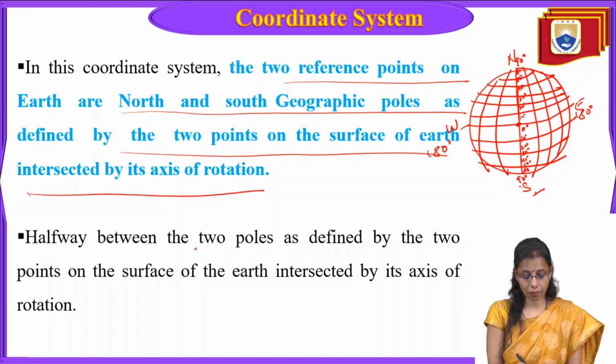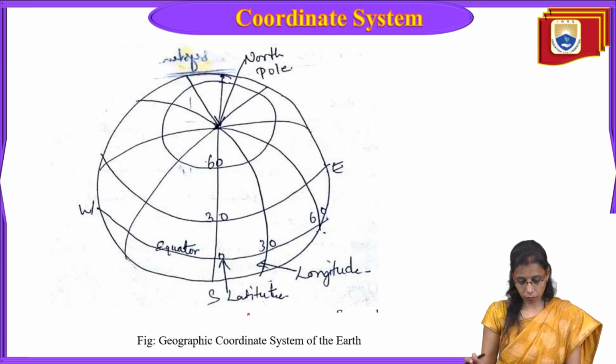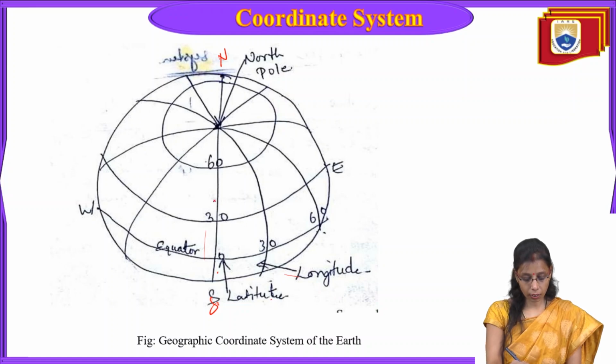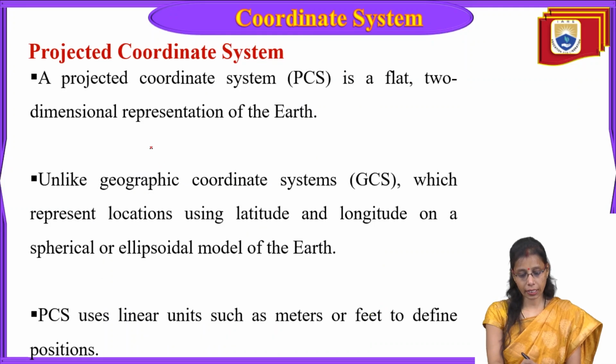So halfway between the 2 poles, as defined by 2 points on the surface of the Earth intersected by its axis of rotation. This is how it looks. So this is your north pole, this is your south pole. Now this is the longitude and this is the latitude. Here it will go north and south like this. The lines will be calculated like this. Now, projected coordinate system.